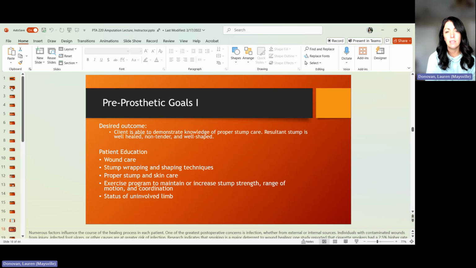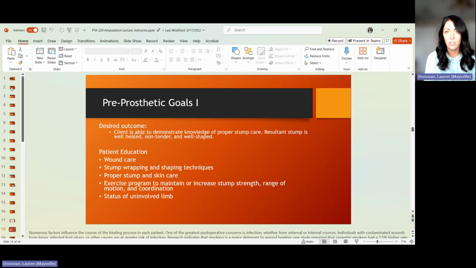A lot of healing has to take place. A lot of shrinking of the residual limb has to take place, because if it's too swollen, it's not going to fit inside the socket very well. So there's a lot of reasons why they wait until they can have that prosthetic limb, and it really has to do with wound healing and with edema more than anything.